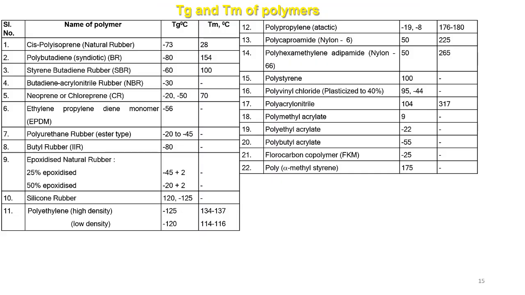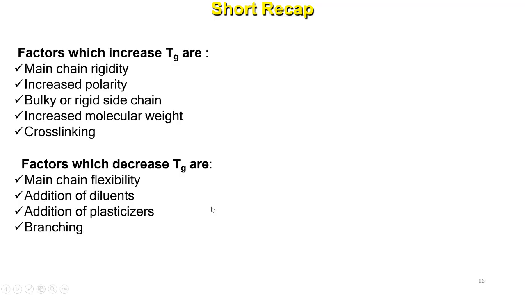So these are some of the typical polymers which are normally used, which have Tgs in this range, and the melting temperature is also mentioned for some of these. The factors which increase the Tg, that is the glass transition temperature, are main chain rigidity, increased polarity, bulky or rigid chain groups, increased molecular weight, or cross-linking. And the factors which decrease the Tg are main chain flexibility, addition of diluents, addition of plasticizers, and branching.